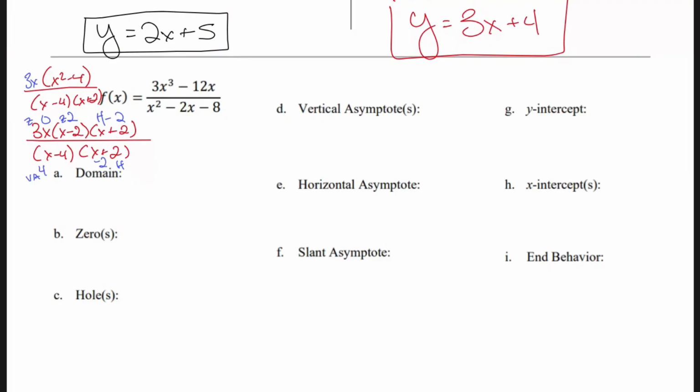All right? The domain. I'm not allowed to plug in my magic numbers in the denominator, so I'm not allowed to plug in 4 and negative 2, so my domain is going to be negative infinity up until negative 2, union negative 2 to 4, union 4 to infinity. My zeros are 0 and 2. My holes are at negative 2. My vertical asymptote is going to be 4.